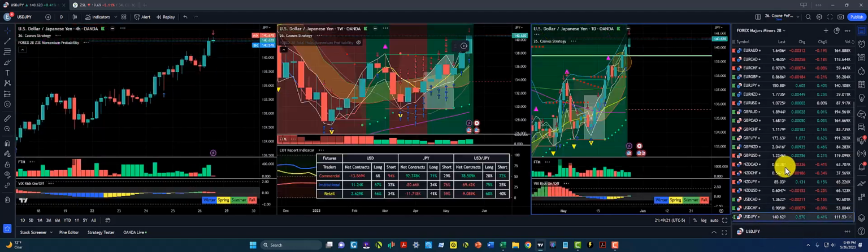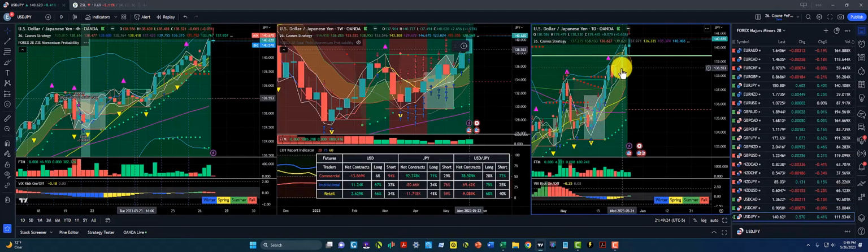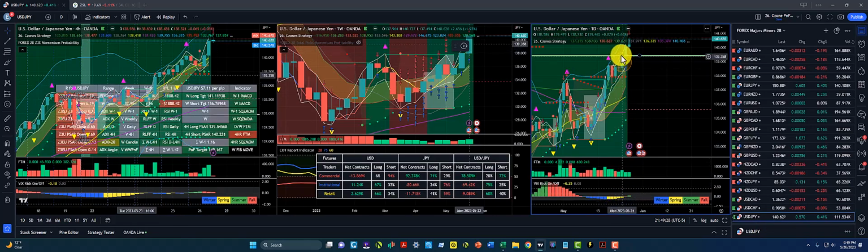And lastly, US dollar Japanese yen, initial trade on Wednesday, VIX and FTM in agreement along with the candle. Overall gain of $822. Overall profit for the week was around $22,254 on one standard lot.